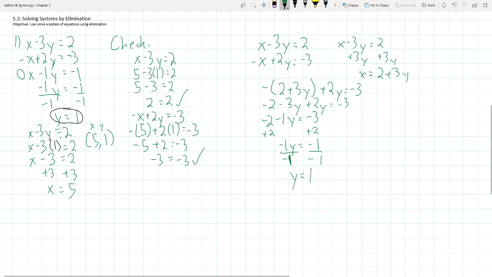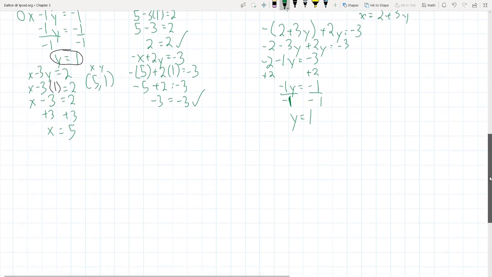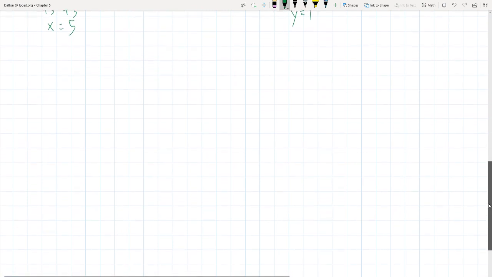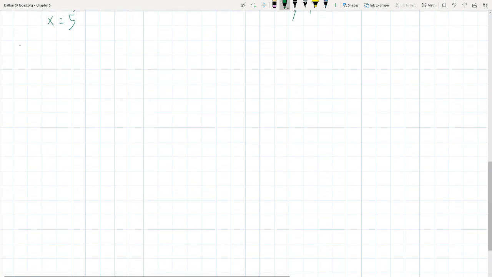Same thing, and then we'd plug it in like we did there. So it works both ways. If you don't see the elimination, that's totally fine. Go ahead and use substitution. Let's look at number 2. And that's going to be the last time I'd use substitution, unless it's just straight easier.